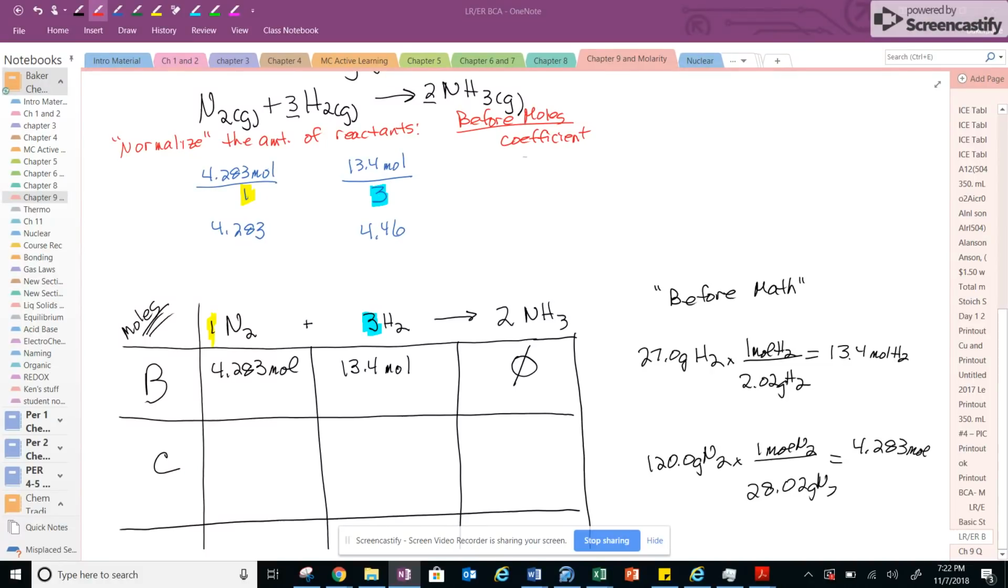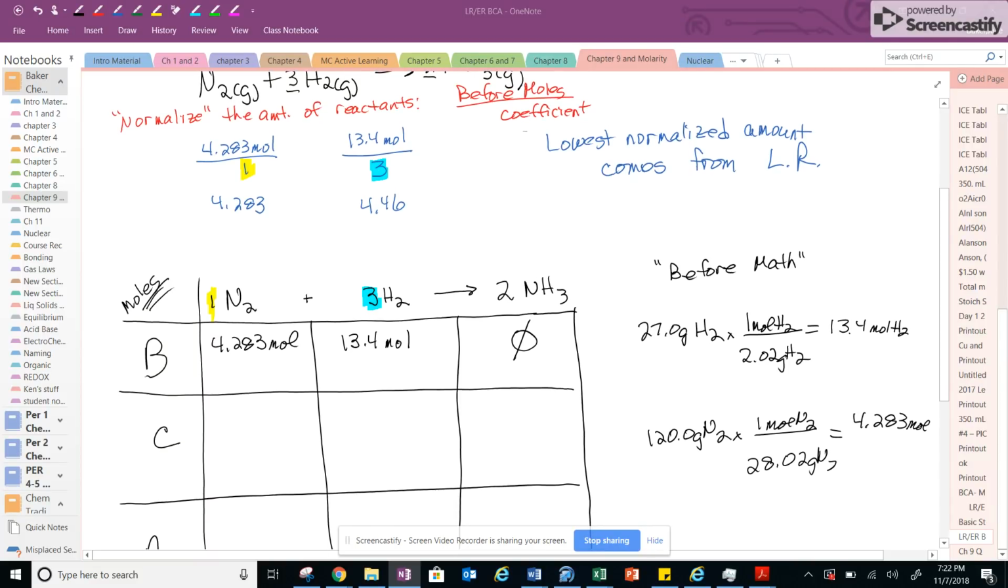Well, what does this all mean? Well, the lowest normalized amount comes from the limiting reactant. You guys learned about what that limiting reactant was in that previous video. So this is my lowest amount. So I'm going to be thinking about that.